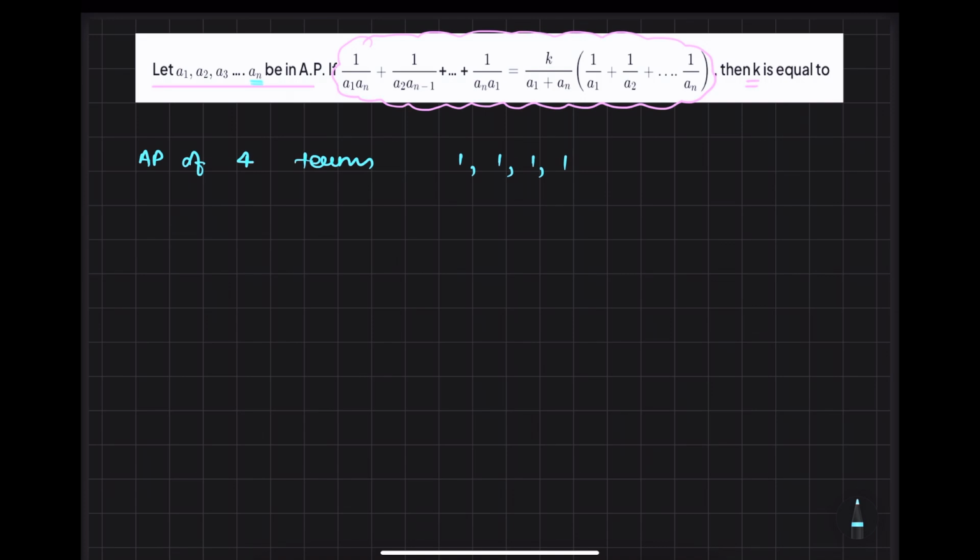So suppose that we have 4 terms in an AP where A1 is 1, A2 is 1, A3 is 1, and A4 is 1. Now just recreate this question. So can I write, look at this, A1, A4, then A2, A3. You have to increase the value of the lower subscript of the first A and decrease the value of the lower subscript of the second A by 1.